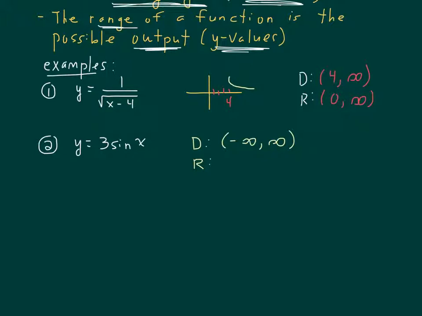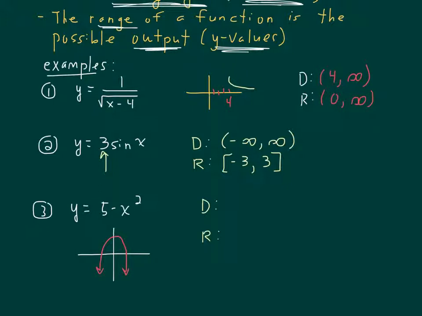Now for our range, our possible y values, we have to keep in mind that there is a 3 in front, which is stretching this vertically. So usually with our sine function, it goes up to 1 and down to negative 1. Well, because of that 3 in front, it's going to stretch it. So our range is going to drop all the way down to negative 3, including that negative 3, and then all the way up to positive 3. We're going to use square brackets here since we are able to reach those values for y.